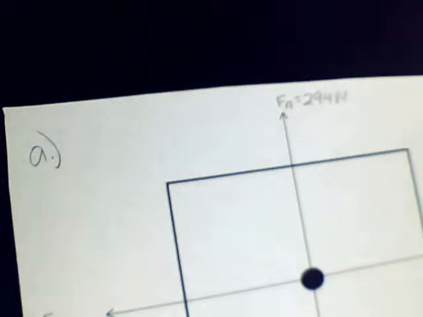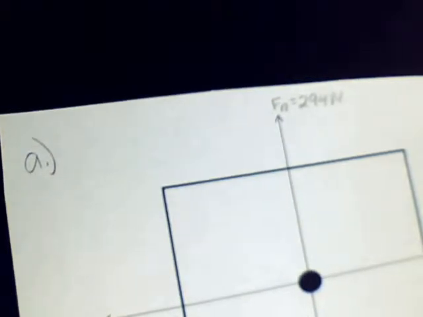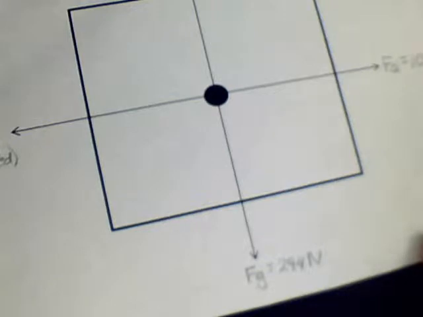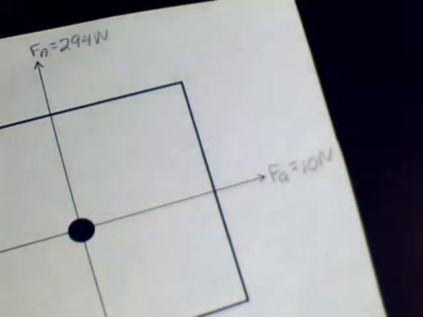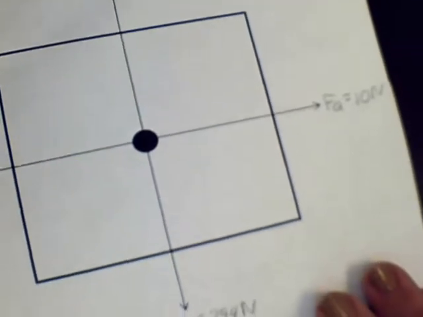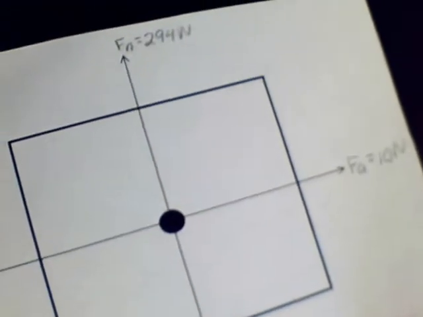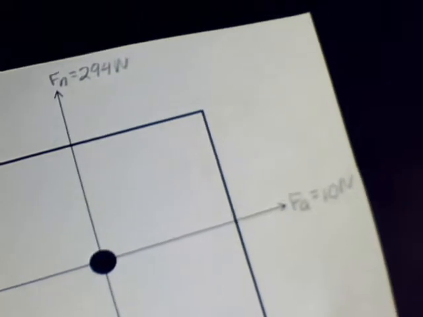For problem A, we know that the force of gravity and the Fn are equal and are 294 newtons each. And from the problem, we can find that the Fa is 10 newtons in the x direction.